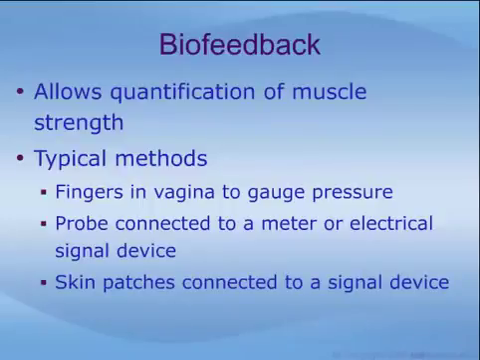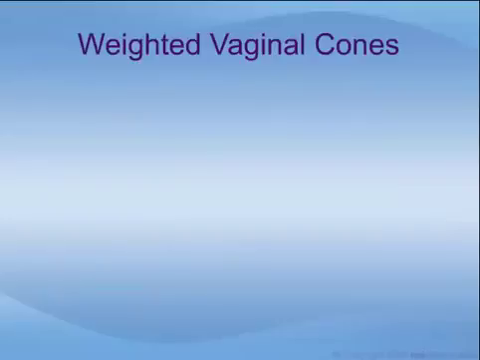Biofeedback also allows one to quantify muscle strength, which gives important information about where you are starting from and how your therapy is progressing. Typical methods of biofeedback include placing fingers in the vagina or rectum to gauge pressure, use of a probe in the vagina or rectum which is connected to a meter or electrical signal device called an EMG, and skin patches connected to a similar signaling device.